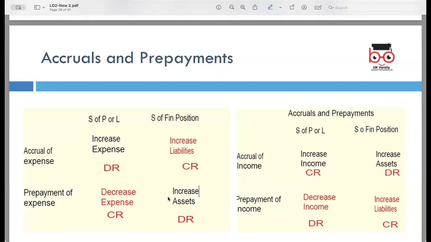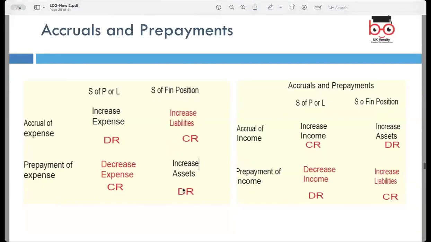Prepayment of expenses. When expenses are paid in advance but relate to future periods, they are initially recorded as assets. As time progresses and the expenses are incurred, they are recognized as expenses in the statement of profit and loss and decrease the assets in the statement of financial position.